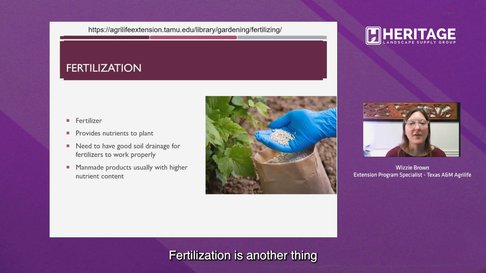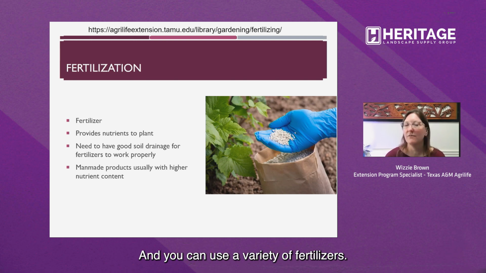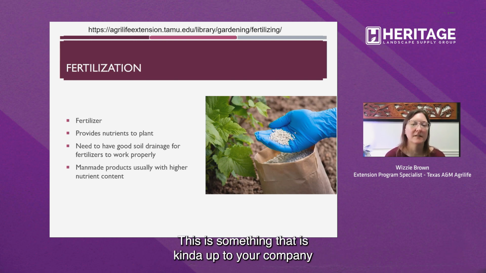Fertilization is another thing that plants are going to require. This is how they get their nutrients. And like I mentioned previously, they need to have good soil drainage so they can carry that nutrient down to where the roots are located. And you can use a variety of fertilizers. This is something that is up to your company or up to your customers as to what they're utilizing.